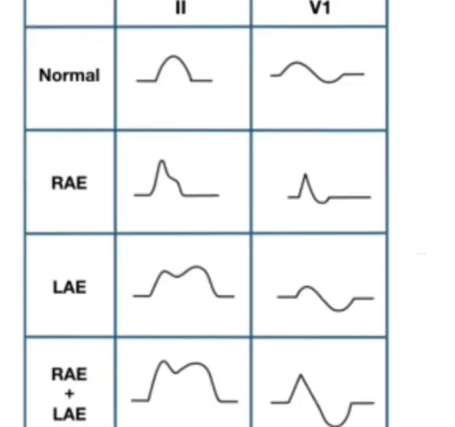Biatrial enlargement is diagnosed when criteria for both right and left atrial enlargement are present on the same ECG. The spectrum of P wave changes in lead 2 and V1 with right, left, and biatrial enlargement is summarized in the diagram.